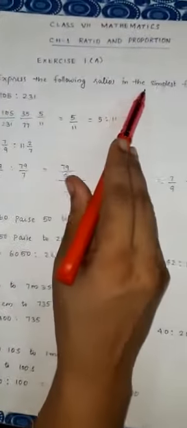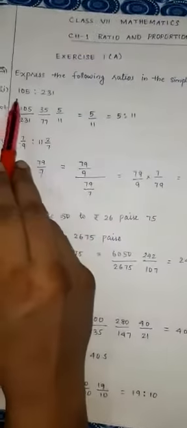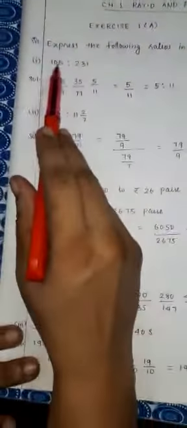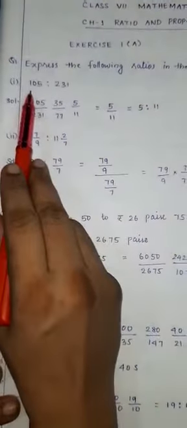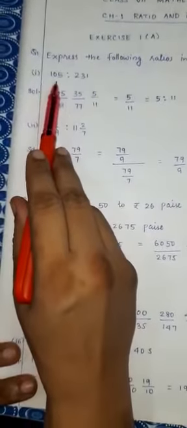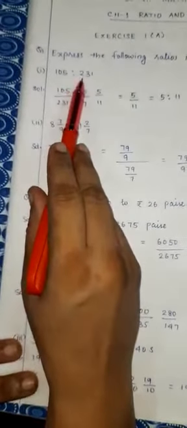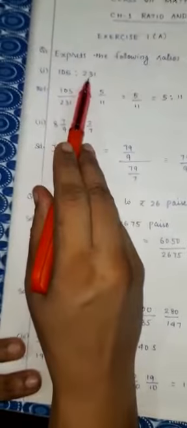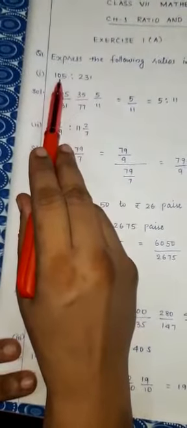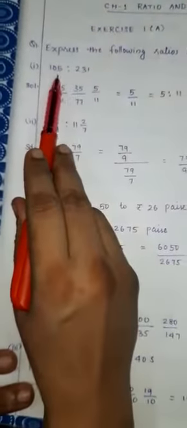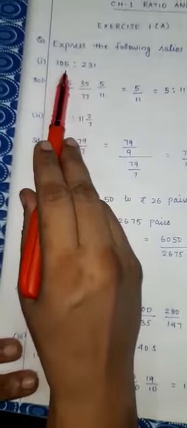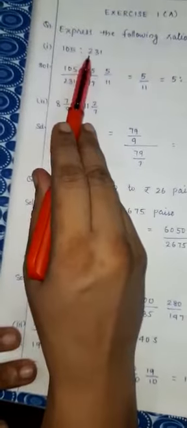First question. Express the following ratios in the simplest form. First one, 105 is to 231. Here the first term or antecedent is 105 and the second term or the consequent is 231. Here both the first term and the second term are integers. So to get the simplest form, we should divide both the numbers by their HCF.